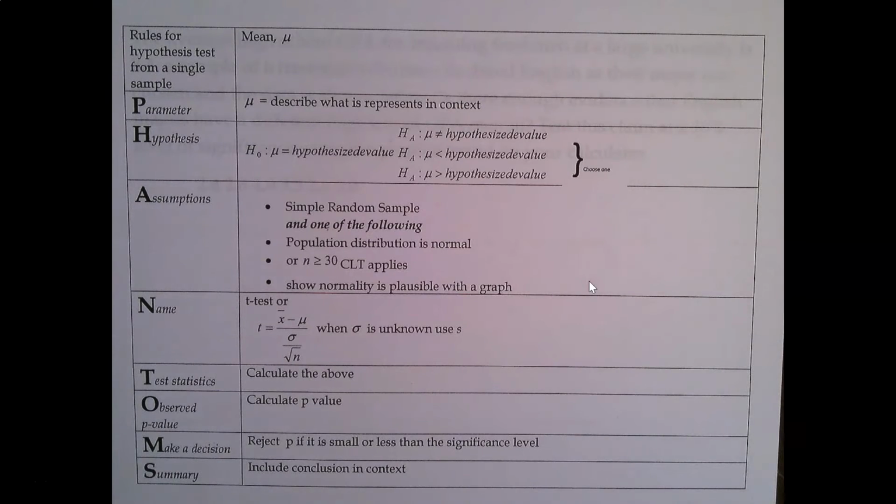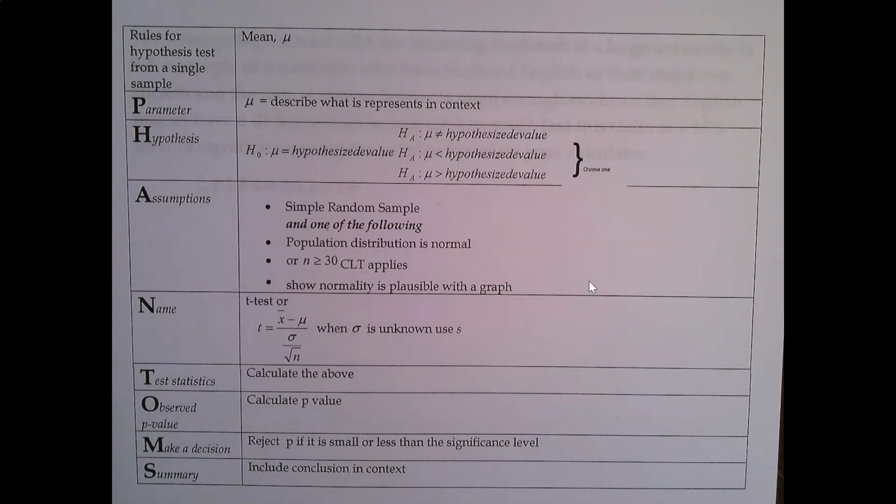So first of all, again, your parameter is just like for your confidence interval, you need to identify what the population is in context. Okay, in this case, it's a mean, so you're going to identify what mu is. Now, for your hypothesis, remember that your null is always equal to, and then your alternative can be not equal to, less than, or greater than.